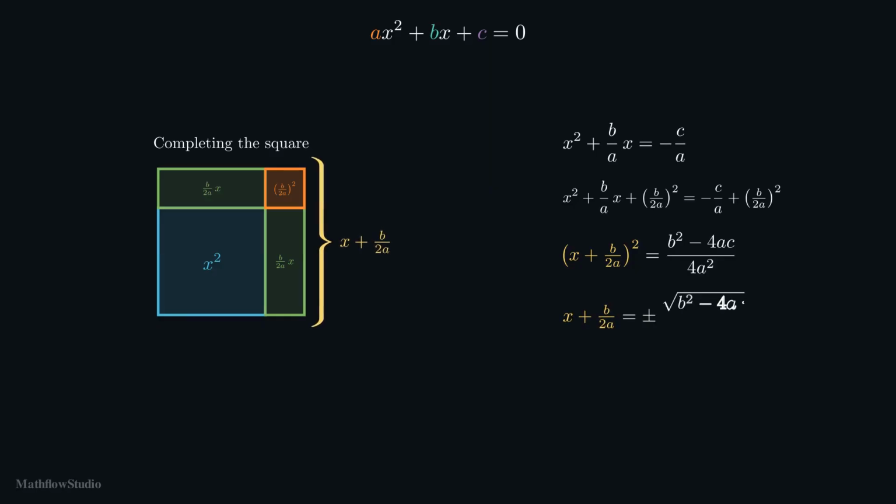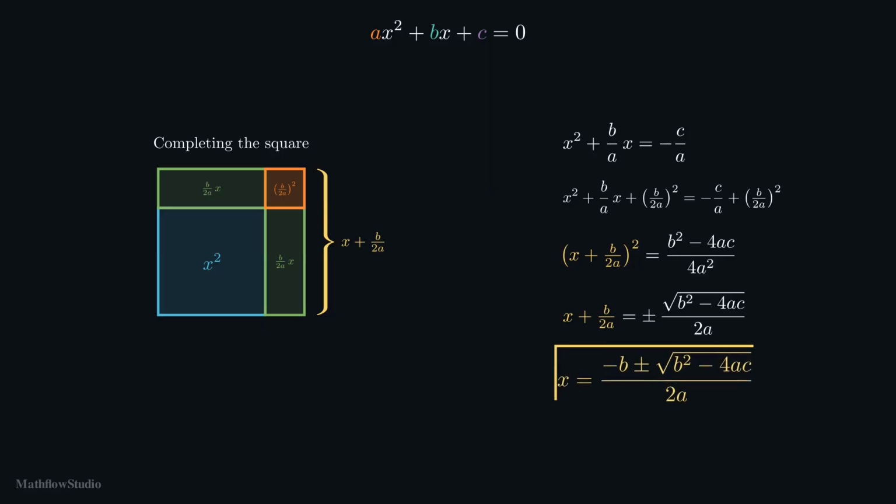Take the square root of both sides. A square can come from a positive or a negative side, so we keep a plus or minus. Finally, subtract b over 2a and combine over the common denominator 2a. There it is, the quadratic formula, read straight from the square.